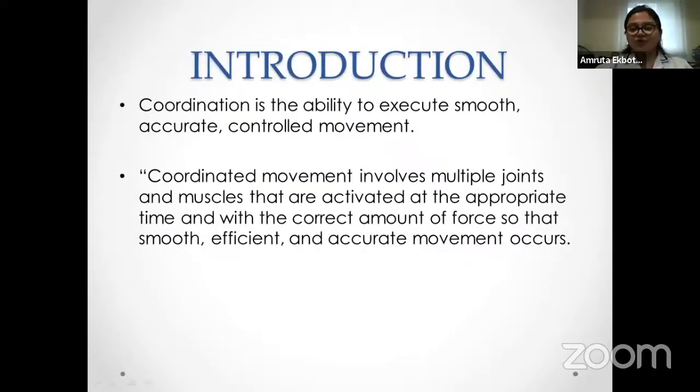So let's see the definition of coordination. Coordination is the ability to execute smooth, accurate, and controlled movement, right? It also involves multiple joints and muscles that are activated at the appropriate time and with the correct amount of force so that smooth, efficient, and accurate movement occurs.